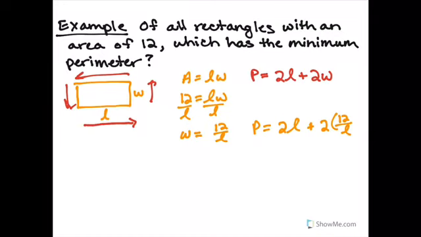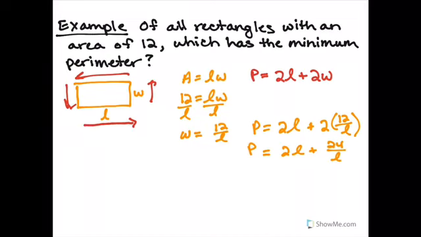It doesn't matter which one you try to solve for, whether it's the L or W, because I'm going to end up finding both. Eventually I'm going to end up with a number for L and a number for W. All right, let's rewrite this as 2L plus 24 over L.